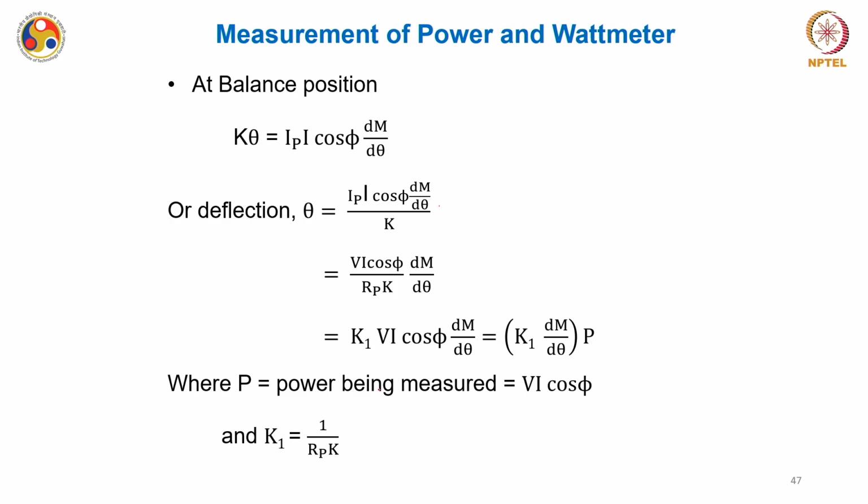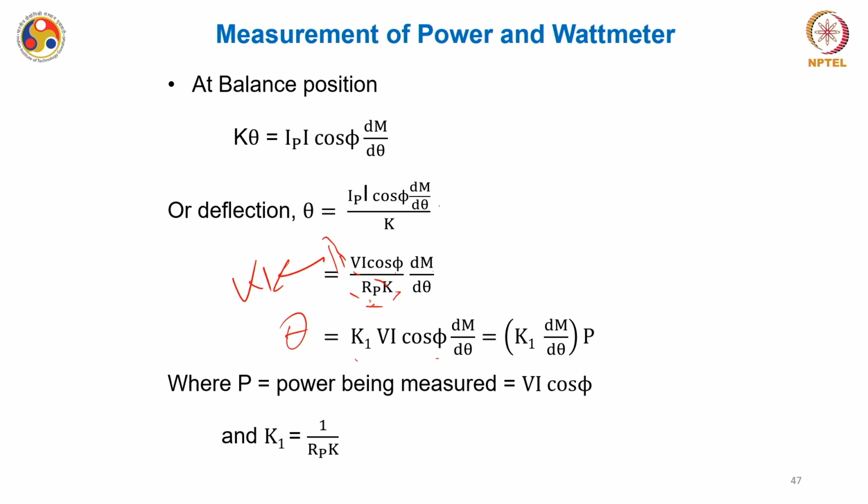If you simplify this, you will get theta is equal to V into I into cos phi by Rp into k into dM by d theta. Now, if I consider K1 as another constant which is equal to 1 by Rp into k, and replace this value with K1, this can be written as deflection equal to K1 into V I cos phi into dM by d theta.